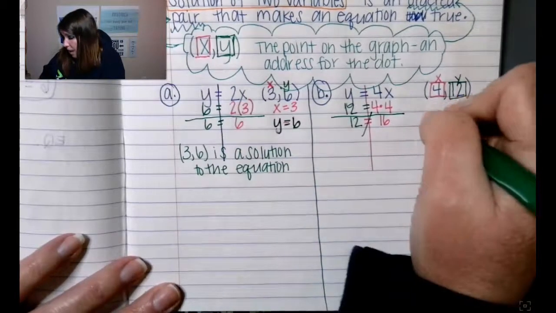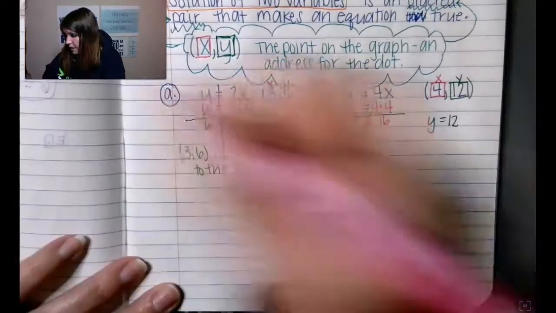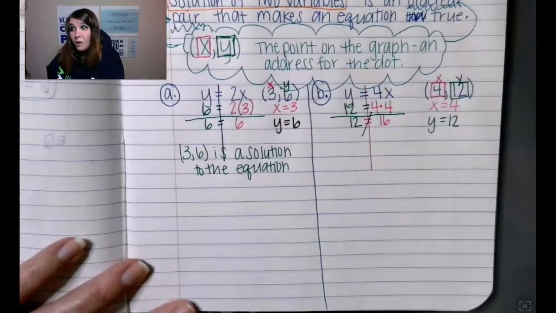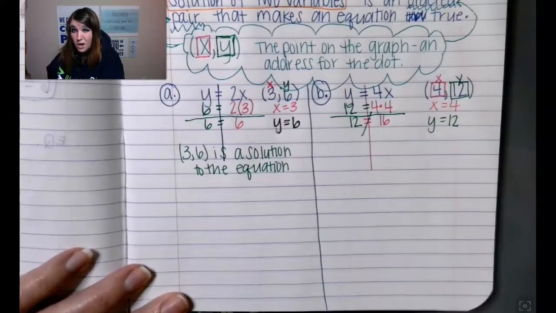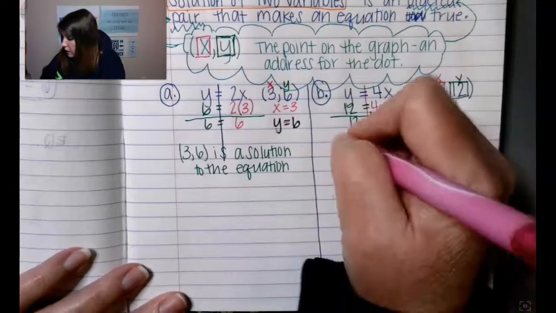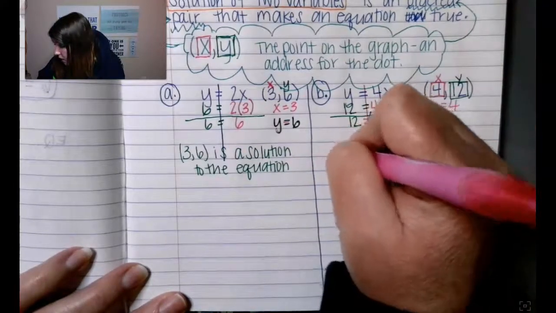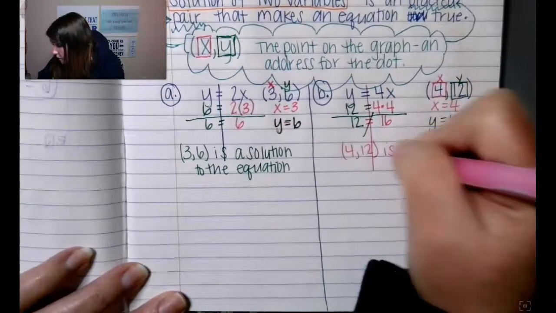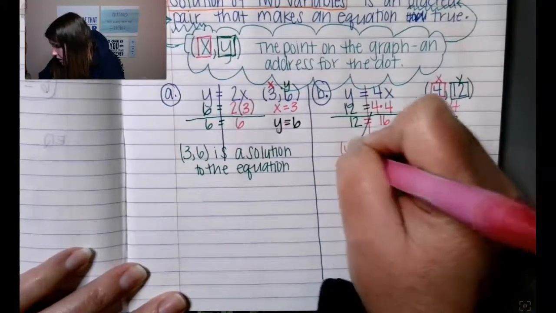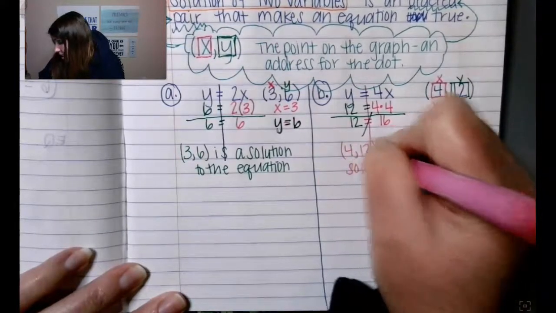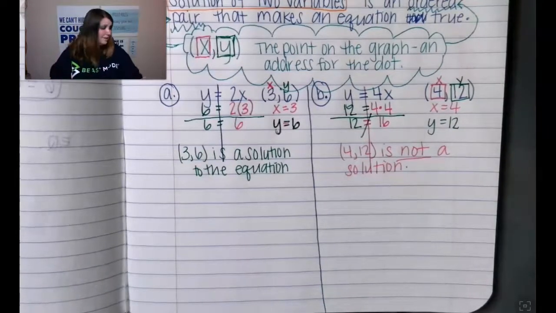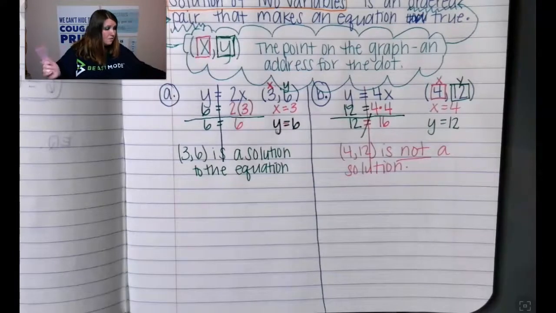This means that when y equals 12 and x equals 4, this is definitely not a solution. It is 4 too small. So we would say 4, 12 is not a solution to this equation. It is not. It's totally not a solution. No, thank you. Not a solution.